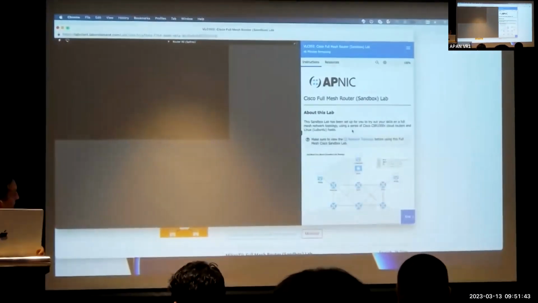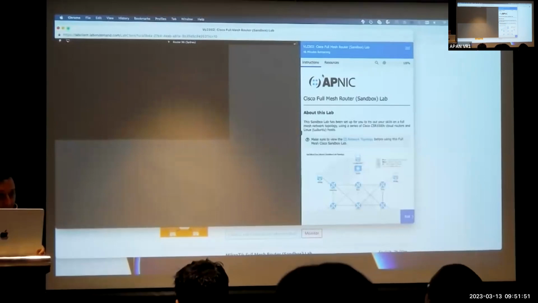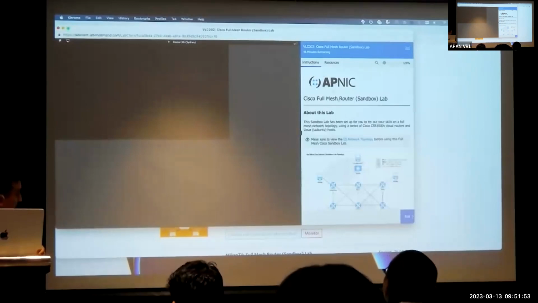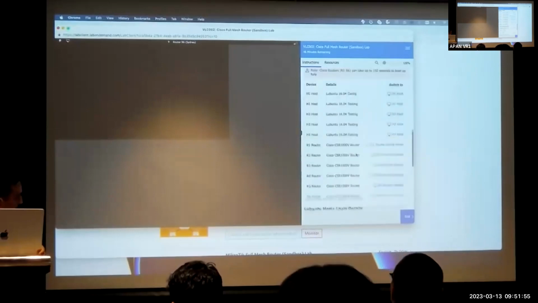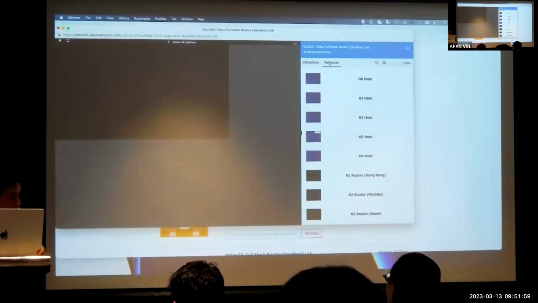So whenever you are logged into a lab, you basically see on the right hand side the instructions and resources for every lab. Right, so this lab doesn't really have any instruction set. Right, but you have a set of resources that you can use for this lab.